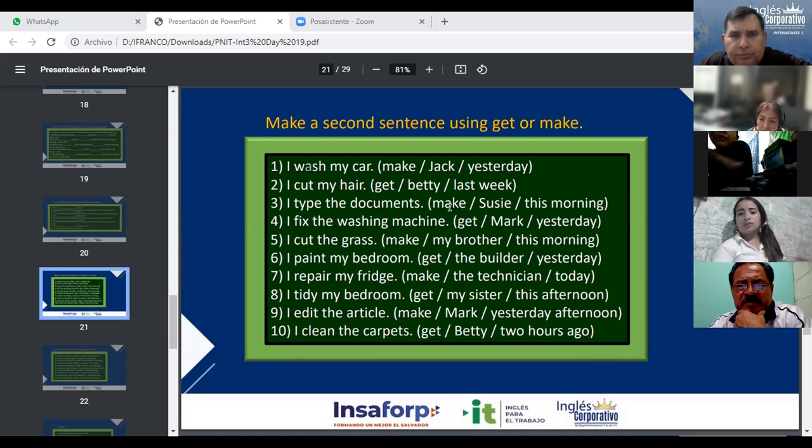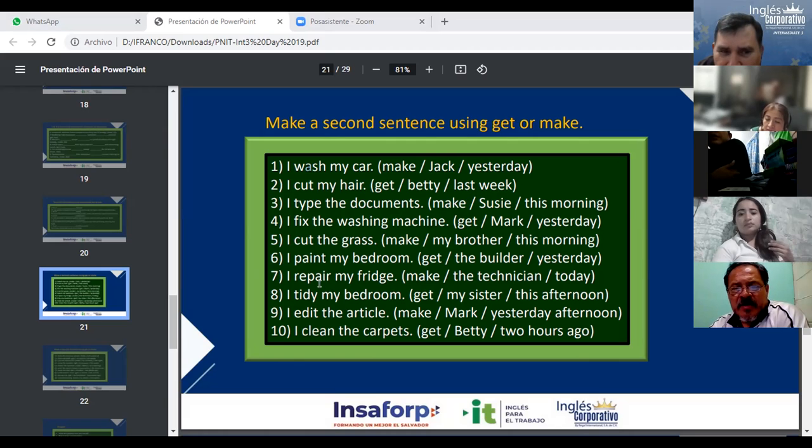And I made Susie type the document this morning. I got Mark to fix the washing machine yesterday. I made my brother cut the grass this morning. I got the builder to paint my bedroom yesterday. When you use get, you have to use to paint. So with make it is only cut, but with get you have to say to paint.